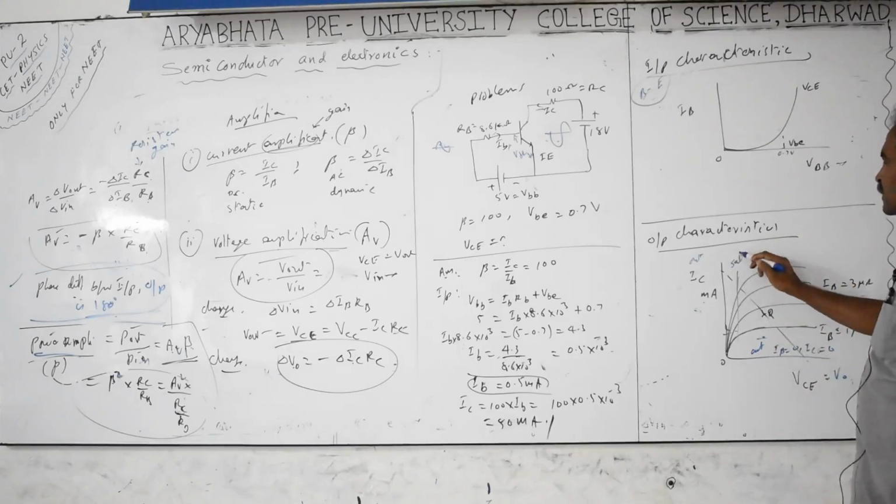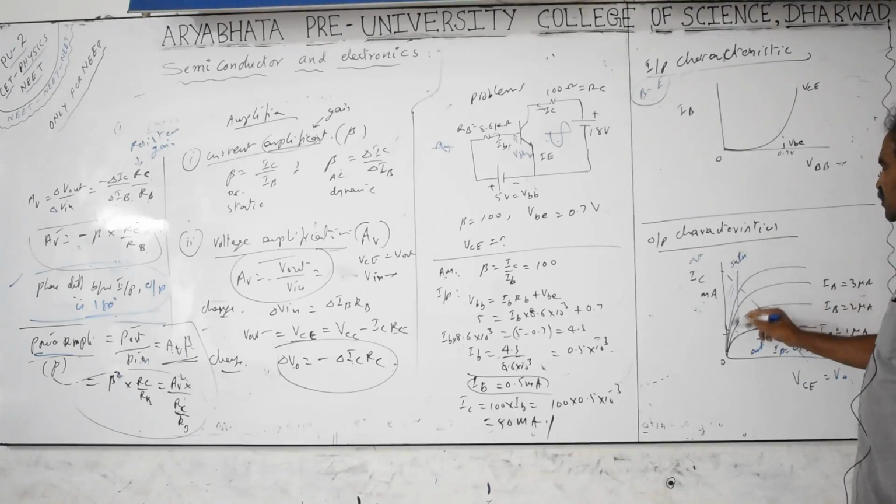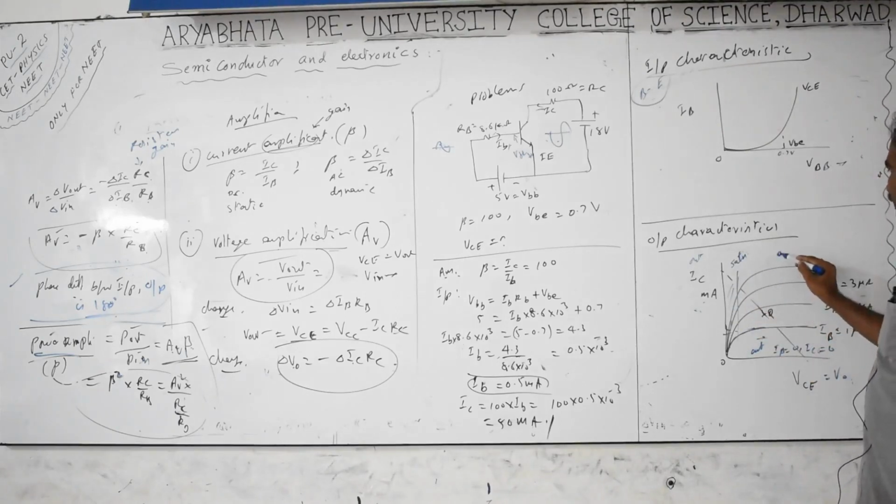We are not discussing the minority charges. This is the saturation region, where the current has maximum values, and this portion is called the active region, used for amplifier purposes.